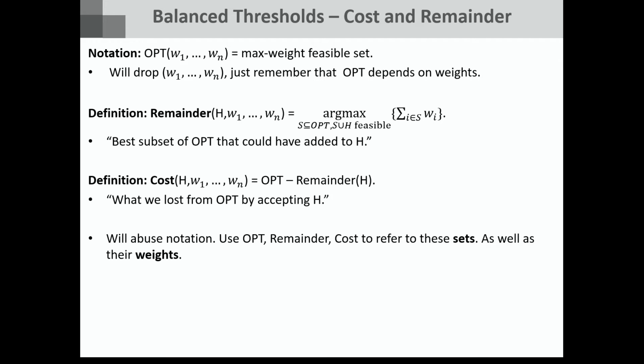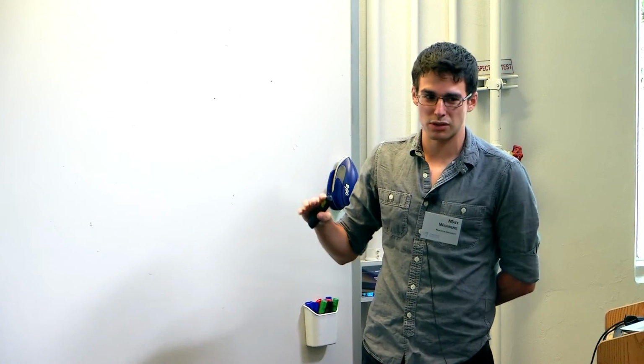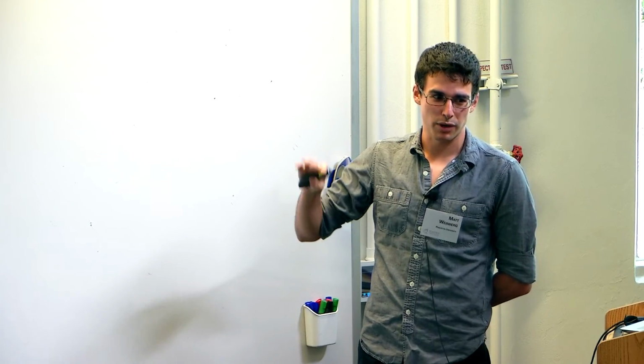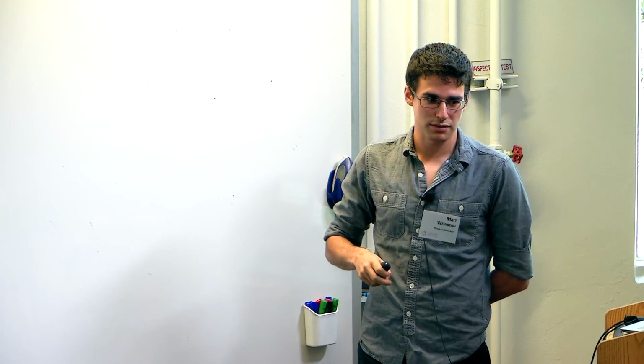And I'll define the cost to be everything in opt that is not in the remainder. So you can think of this as what we lose from opt by accepting H. Just to give you a heads up, I am going to abuse notation for the rest of the talk. I will use these 3 terms to denote these 3 sets, but I'll also use them to denote their weight. So I'm going to write things like the expected opt and the expected remainder. What I mean is the expected weight of these sets.